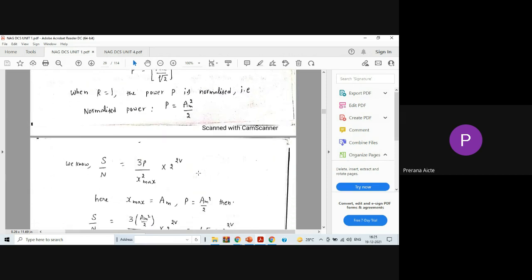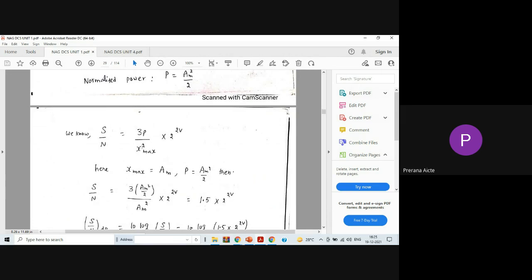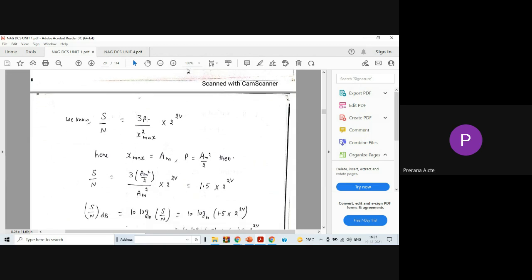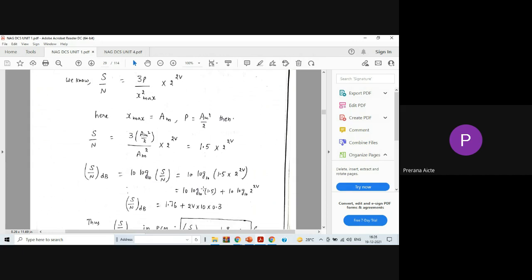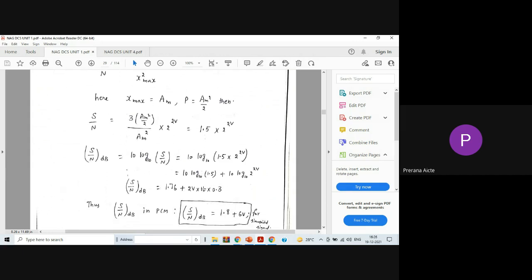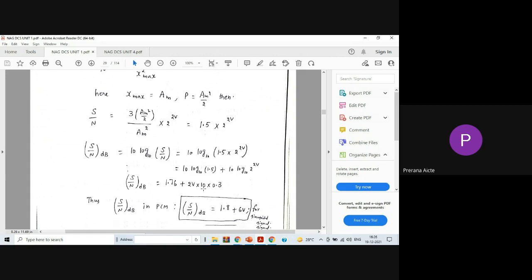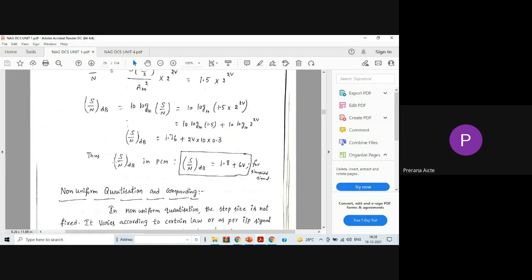Then see here, we know S by N equals 3 into P by x max squared into 2 power 2v. What is the maximum amplitude of the signal? Am. So P equals Am squared by 2. So 3 into Am squared by 2, divided by Am squared. So we are getting 1.5 into 2 power 2v. Expressing that S by N ratio in decibels, we get the final expression for signal to noise ratio of the PCM wave as 1.8 plus 6v.